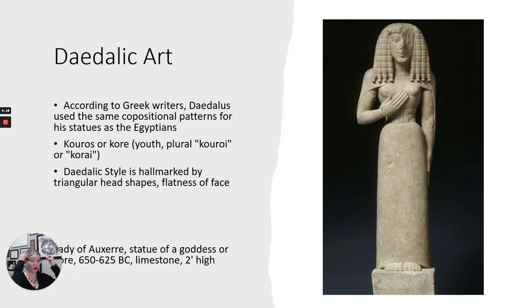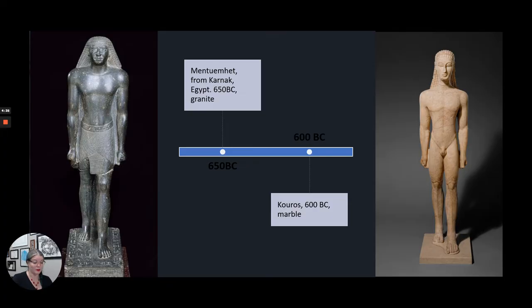We have these more triangular head shapes. We have this flatness of face. We have a lot of geometric influence, so this geometric patterning. This is all very typical of this period, which is the early Archaic or the Daedalic art period.